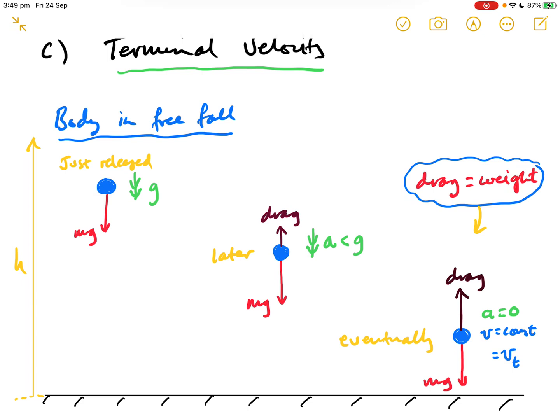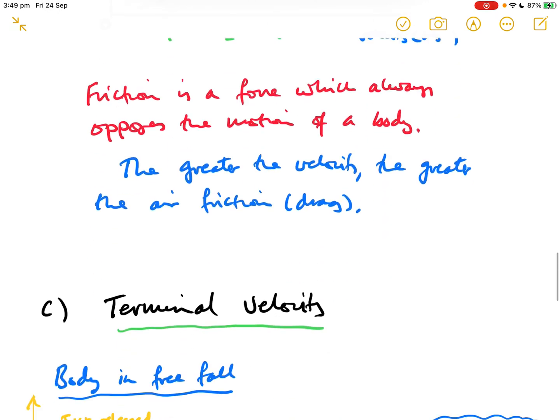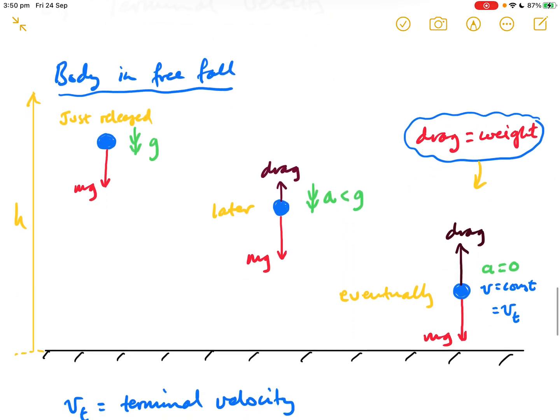The middle diagram is a little bit later on, and by this stage the body has been falling for some time, so it's built up some speed. The weight, of course, is exactly as it was before, mg, but now it's also built up some drag, because as you know, the drag force increases with the square of the speed. You double the speed and you quadruple the drag. So drag force is built up a bit now. So it's still accelerating, but the acceleration is now a bit less than g. And there's the free body diagram for it.